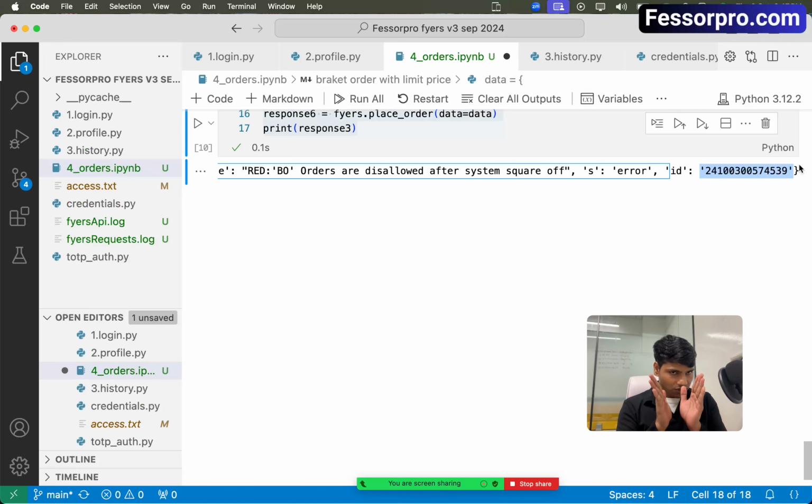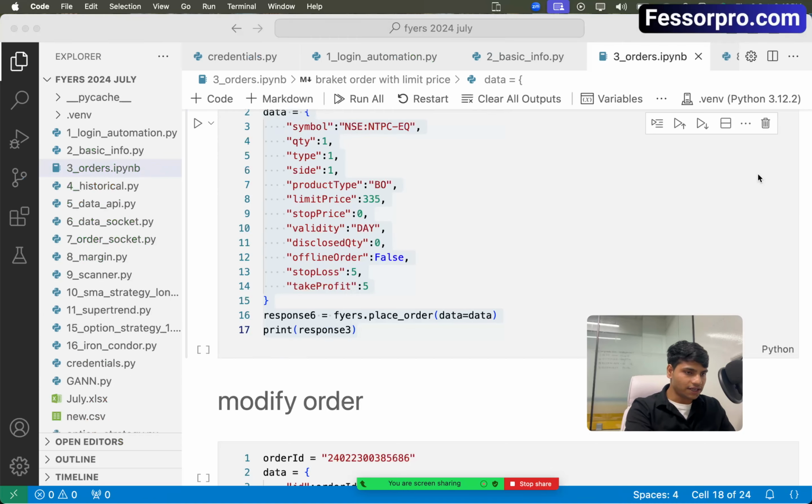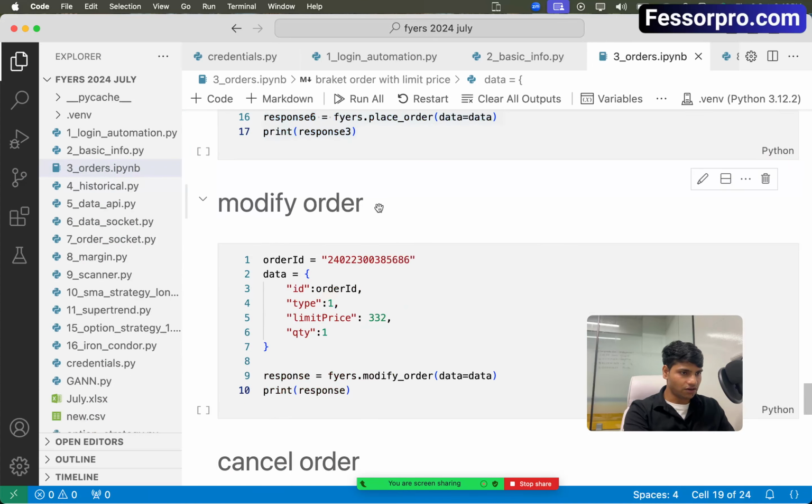Now keep in mind that you can only cancel the order if the order is not filled. If the order gets filled, it means you have already got the stock in your position. You can no longer cancel that order because it's already filled. You can only cancel the order if the order is pending or is in transmit. Right? So we need to store this ID somewhere. So I have an example here for modifying an order.